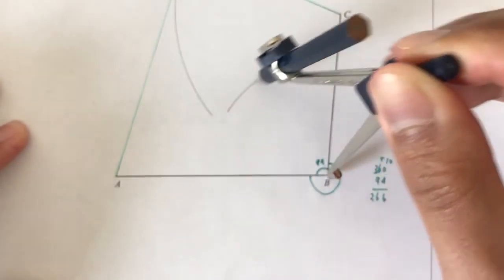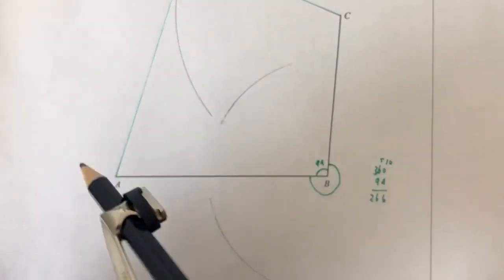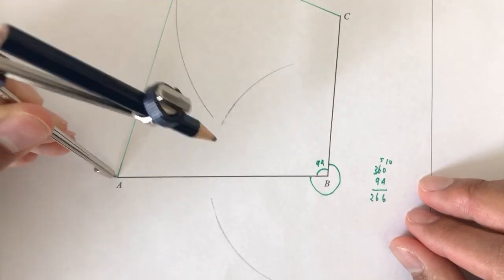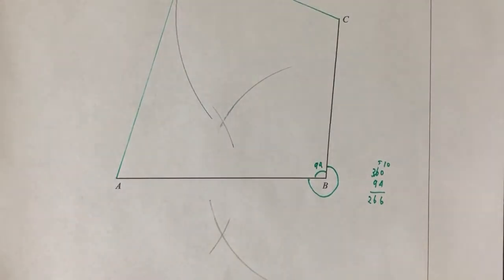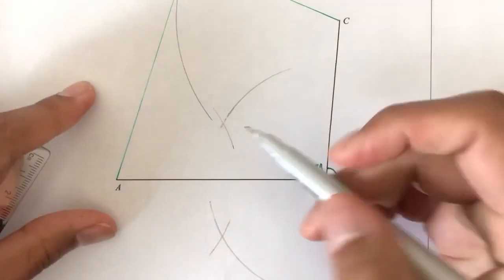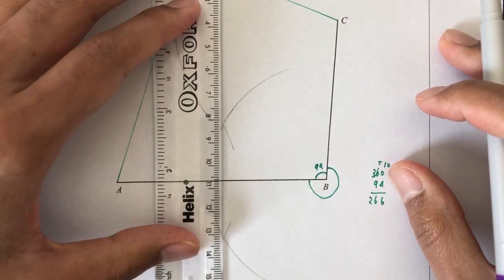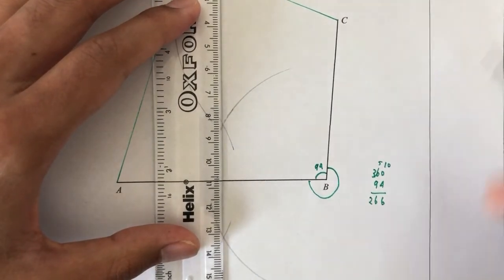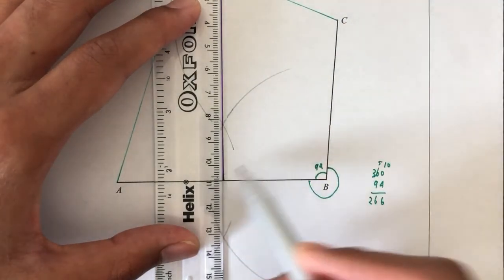Draw an arc on top, arc at the bottom. And then with the same distance, go to A, intersect the first one and the second one. So here you will see you have 2 points of intersection, here and here. So we have to join those two to form the bisector of the line AB. So remember, it has to be inside the ABCD, not outside. This will be the answer for part 1.